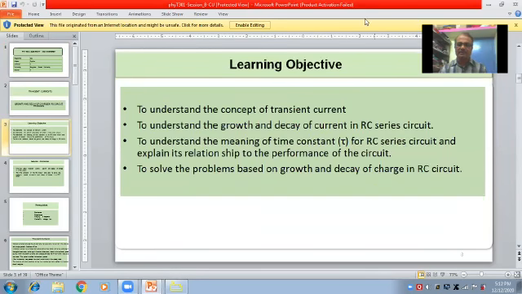So these are the learning objectives: to understand the concept of transient current, to understand the growth and decay of current in an RC series circuit, to understand the meaning of time constant for an RC series circuit and explain its relationship to the performance of the circuit, and also to solve problems based on growth and decay of the RC circuit. These are the learning objectives.